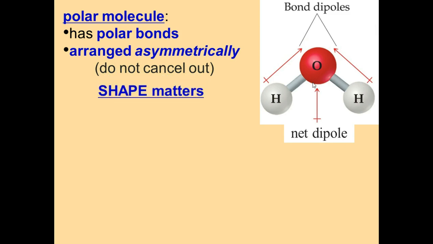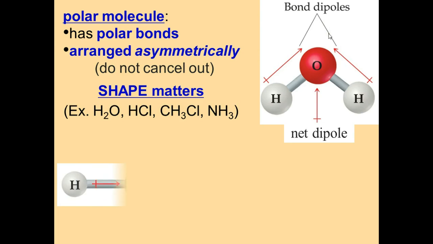And it's important to know the shape matters. If the bonds did cancel out, like one went to the left while one went to the right, it would be nonpolar. Because if you think about it, if you pull 100 newtons of force one way and 100 newtons the other way, it just cancels out, so you don't go anywhere. Examples are H2O, HCl, CH3Cl, and NH3.